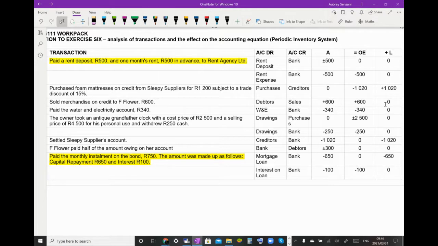Now interest, this is interest expense. And that's why it's affecting owner's equity, because interest paid is an expense, and we know all expenses affect owner's equity. So that negative 100 under owner's equity. And then again, our bank is decreasing by 100 Rand. Again, what you could have done is just said bank negative 750, and then just split these two up. But once again, I think it's always best to just split everything up. But whichever method works for you.